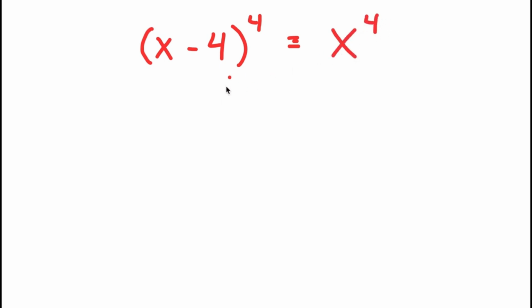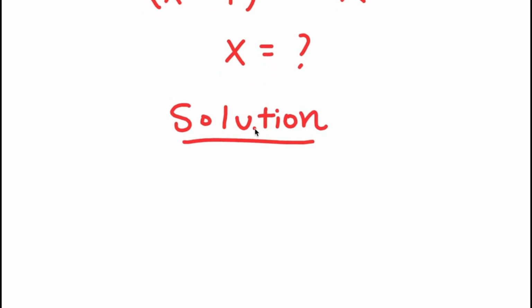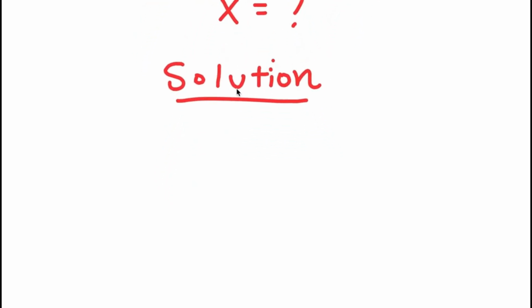Alright, so in this equation, I have (x − 4)^4 is equal to x^4. My only variable in this equation is x, so that's what I'm going to be solving for. And for my solution to this problem, what I'm first going to do is start by subtracting x^4 on both sides.